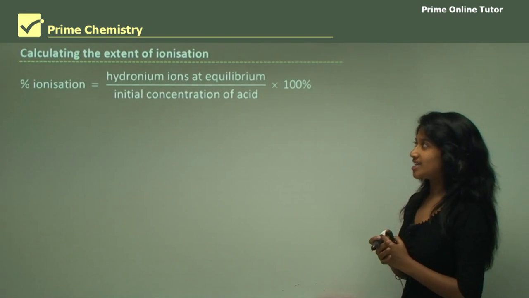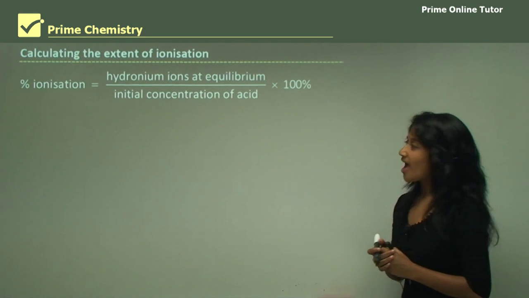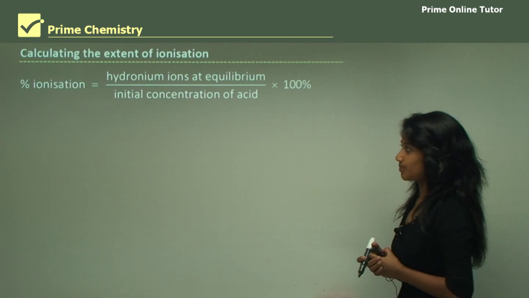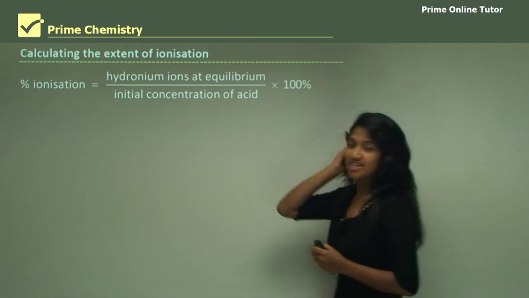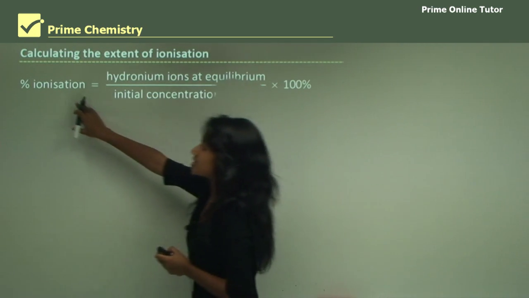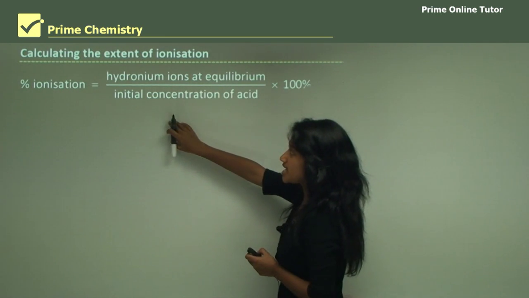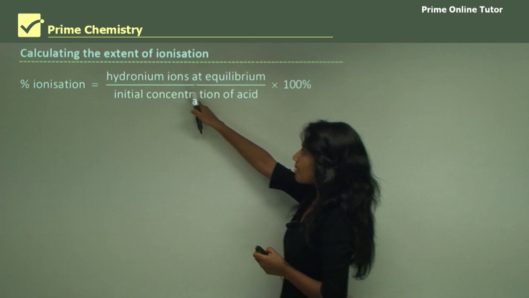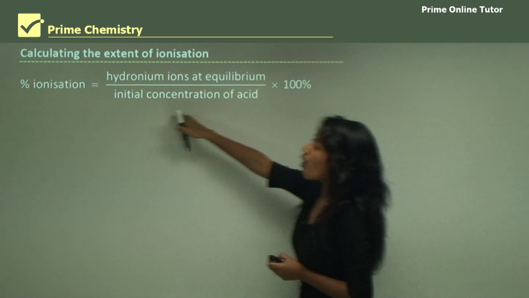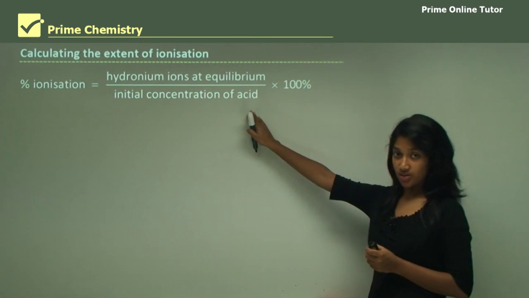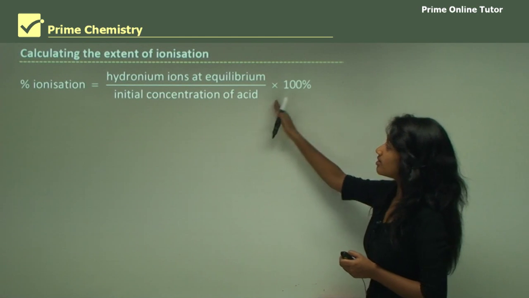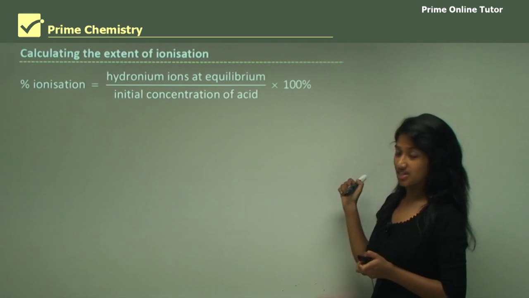Now let's calculate the extent of ionization. The extent of ionization is also known as the degree of ionization. The extent of ionization is given as a percentage. So the percentage of ionization would equal the concentration of the hydronium ions at equilibrium over the initial concentration of the acid. And we times the whole fraction by 100 to get the percentage.